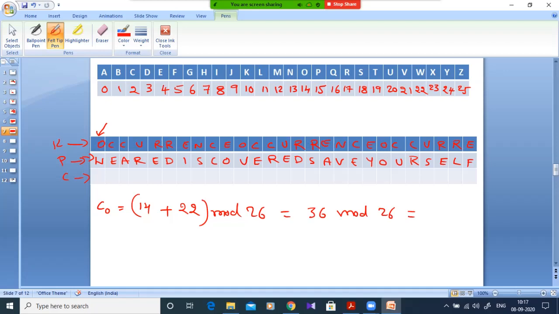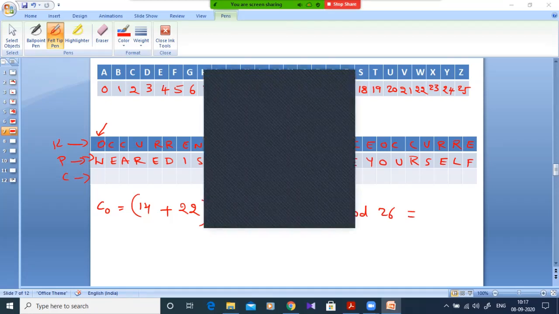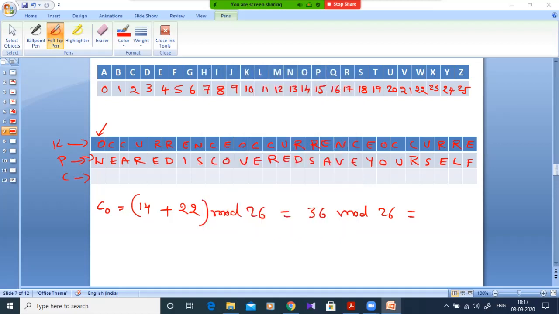Next one, R and D. If you are having any question, 15, sir. 15 means P. Next one, E and I. 4 plus 9 is 13. 13 means N. Correct? Is it correct? Respond.